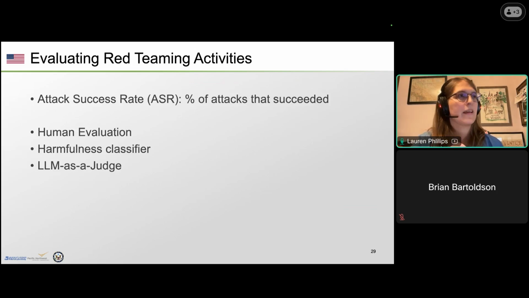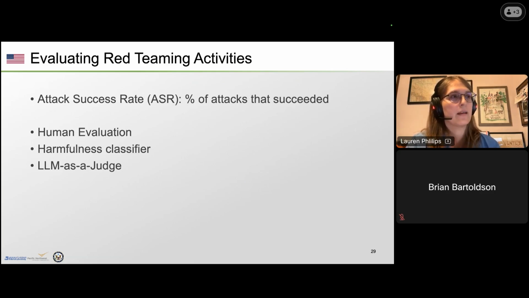So I do want to say, as I wrap up this section on manual red teaming, attack success rate is something that was already mentioned earlier today. This is a measure of how many of your attacks succeeded, and you will see that reported frequently in red teaming reports. But it is also important to think about how we determine whether an attack was successful or not. Human evaluation will always be the gold standard here, but it is expensive and can be slow, and there is some subjectivity involved. But you can also think about other methods for evaluating this.